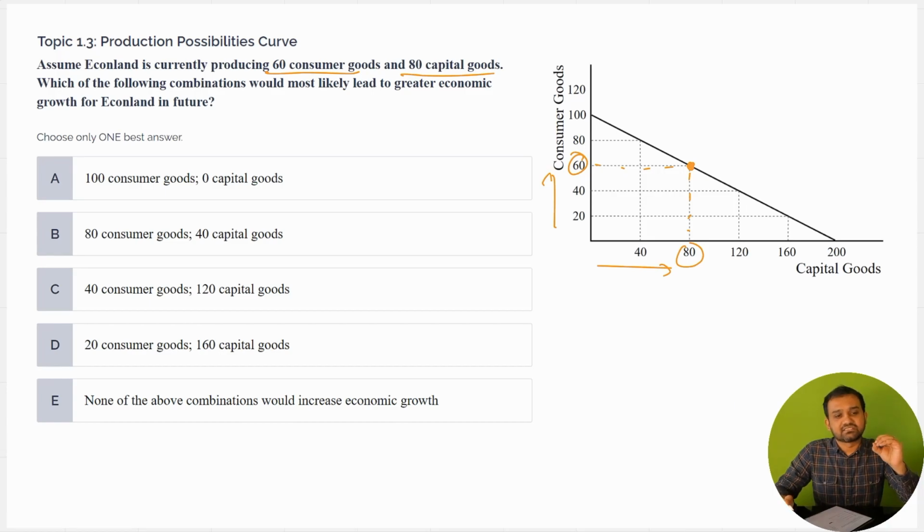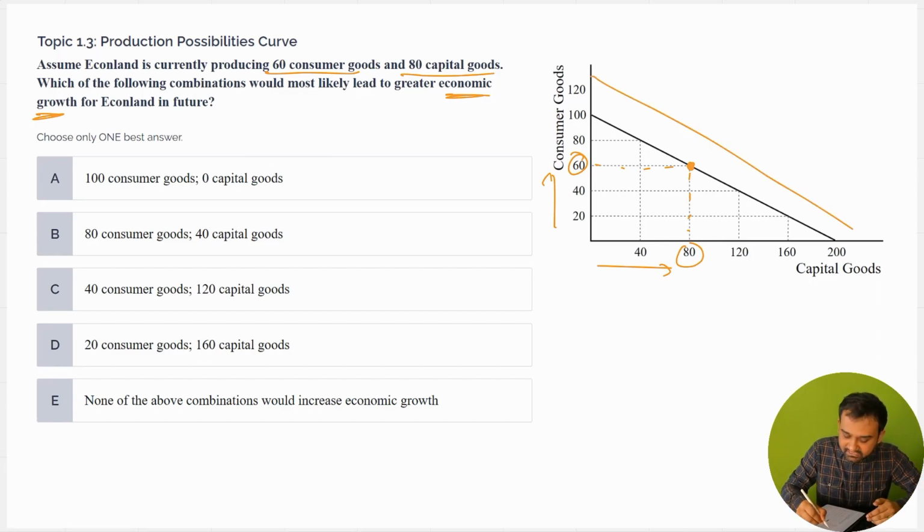So the question asks, which of the following combinations would most likely lead to greater economic growth for Econland in future? So economic growth is a key concept here. Let's recall what it means. Economic growth just means an economy is able to produce more than before. So if you're trying to capture how economic growth would look in a production possibility curve, it would mean that the production possibility curve has shifted outwards. The production capacity has increased. So how does the production capacity increase, or how does the production possibility curve shift to the right?